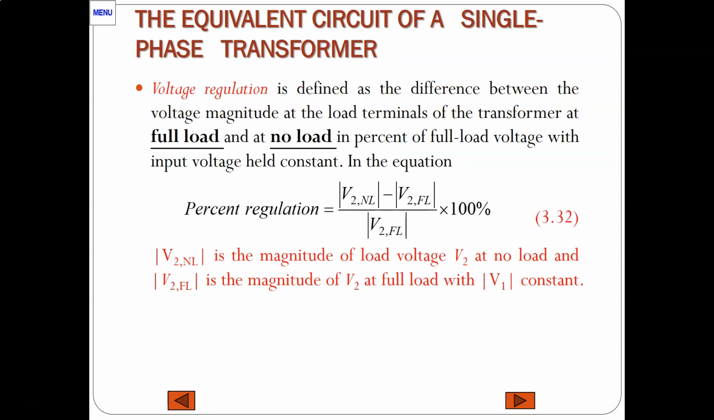When it comes to voltage regulation, it's a definition. It's defined as the difference between the voltage magnitude at the load terminals of the transformer at full load and at no load, in percent of full load voltage, with input voltage held constant. It can be shown in this equation here. So V2 no load is the magnitude of low voltage V2 at no load, and V2 full load is the magnitude of V2 at full load with V1 constant. So this is a way we can calculate the percent regulation.